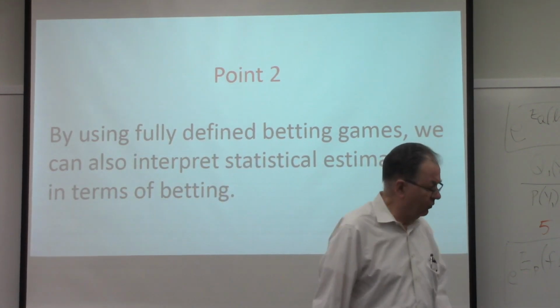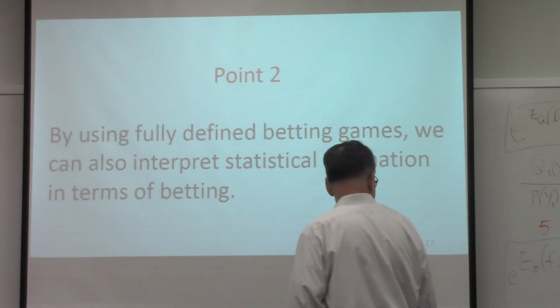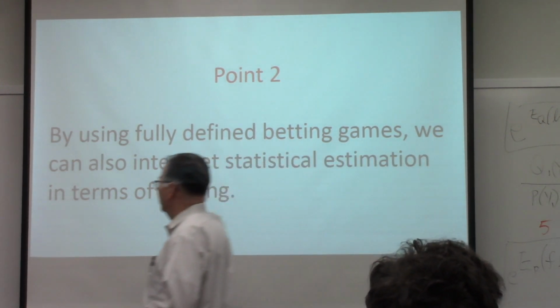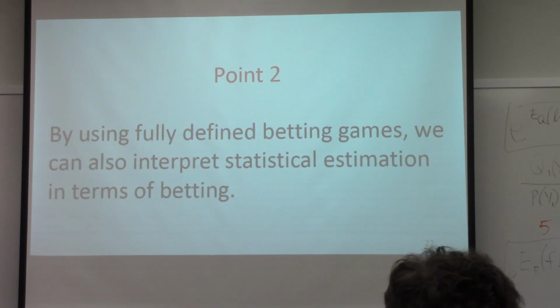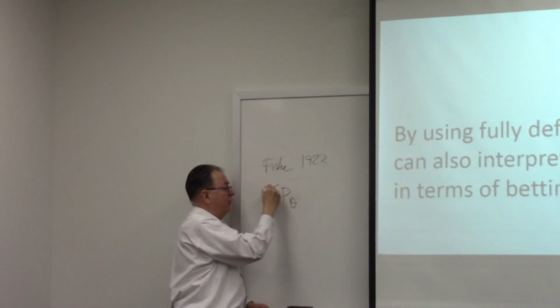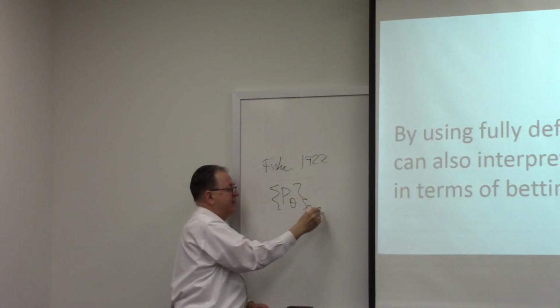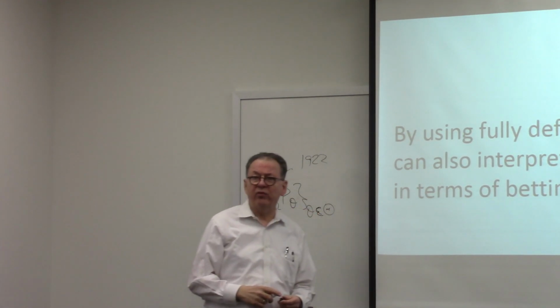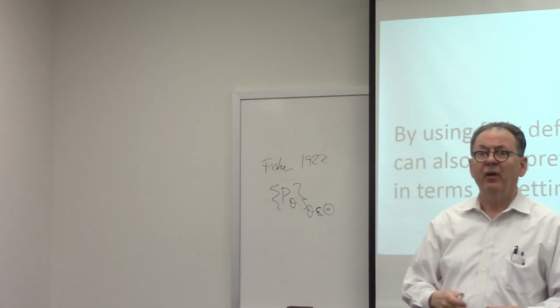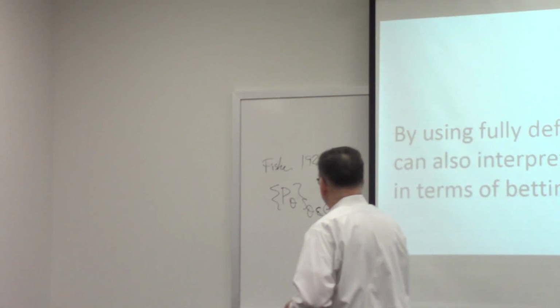Let me remind you. The usual formulation goes back to Fisher in 1922. The vocabulary for talking about this is that a statistical model is a parametric class of probability distributions. So the setup is that you know that the probability distribution that describes a phenomenon is one of these, but you don't know which one. So you want to estimate theta.